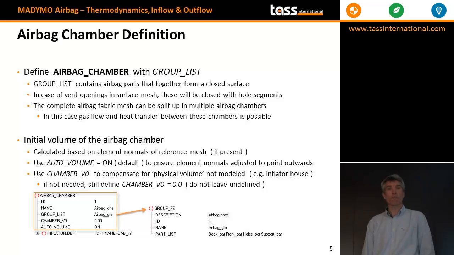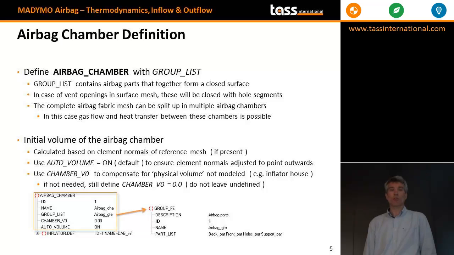Also already addressed is that you can define multiple airbag chambers. For example, a head-thorax airbag. And then you can link them together and there will be gas exchanged between those two chambers and also to ambient. There are a few other things which you have to define. Auto volume on. It ensures you that the normals are pointing in the right outward direction, because that is the direction where the pressure is applied on. And the pressure is applied on the element that is transferred to neutral forces.